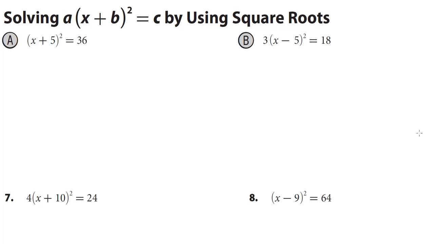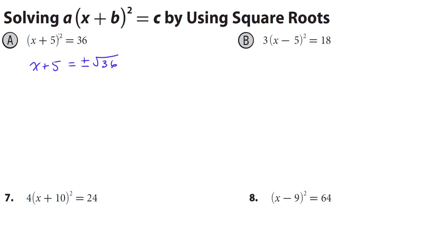All right, our next set of examples look a little bit different, but it's still the same basic concept. So if we look at example A here, we have x plus 5 squared equals 36. And this is the same concept. I don't want x plus 5 squared. I just want x plus 5, right? So I need to find the square root of both sides. So on my left, the square root of x plus 5 squared is just x plus 5. And on the right, this is the square root of 36, which is positive or negative radical 36.